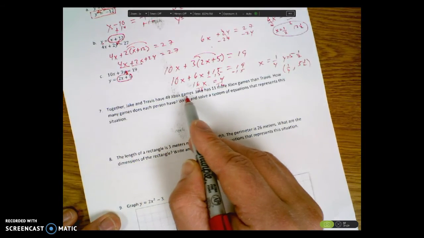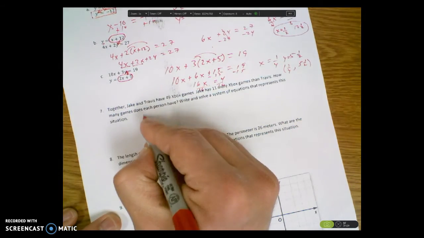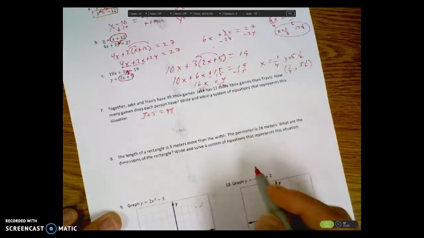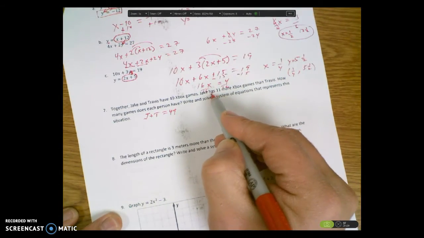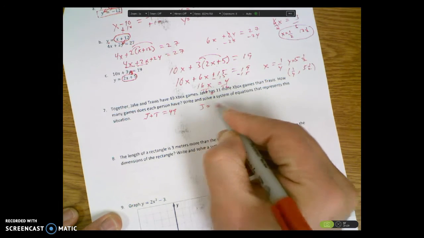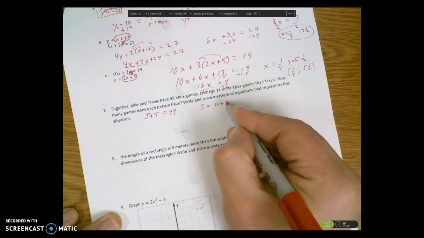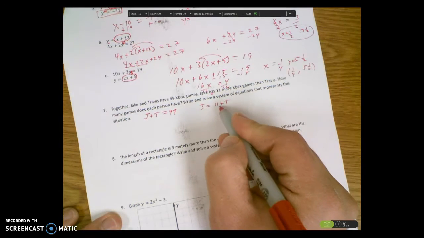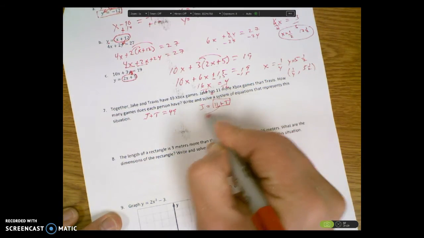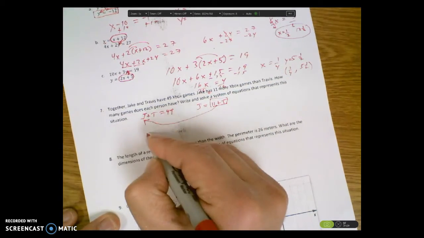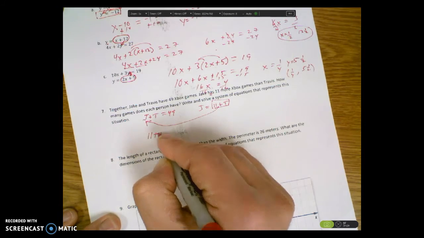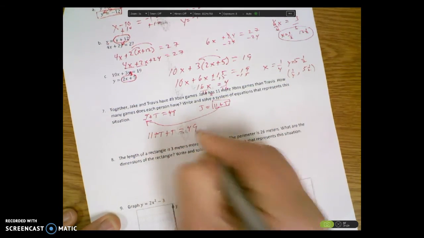Together, Jake and Travis have 49 Xbox games. To me, that means J plus T equals 49. And then Jake has, that's essentially an equal sign, Jake has 11 more than Travis. So this is a substitution problem. I'm going to take this 11 plus T and substitute it for J. So 11 plus T plus T equals 49.